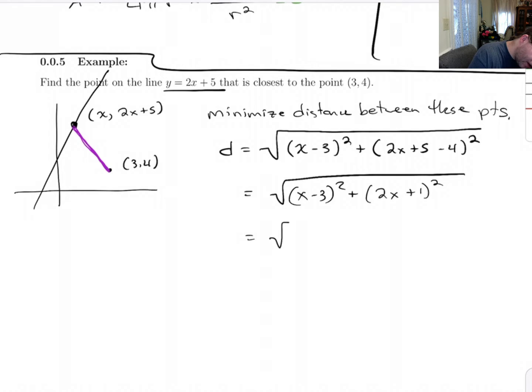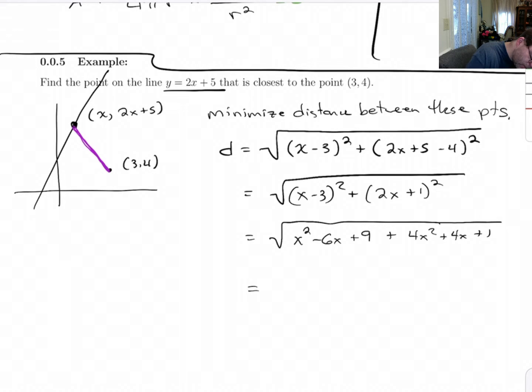Now I'm going to square all this out underneath the radical. Remember, you can't just let the square root and the square cancel out because we've got stuff added together. We've got to FOIL both of these out and go from there. So x minus 3 squared gives me x squared minus 6x plus 9, and then this gives me 4x squared plus 4x plus 1. So the distance between these 2 points is going to be the square root of 5x squared minus 2x plus 10.